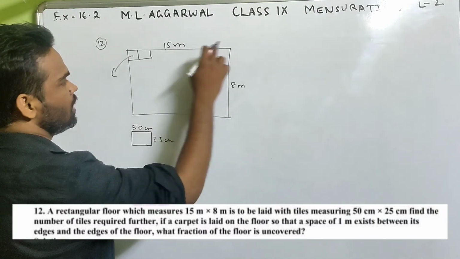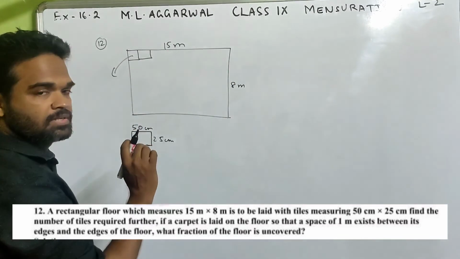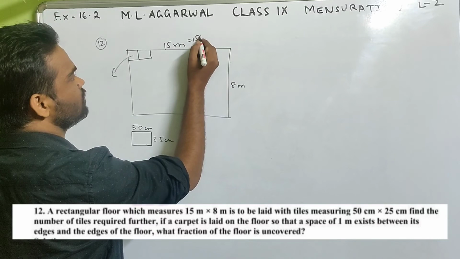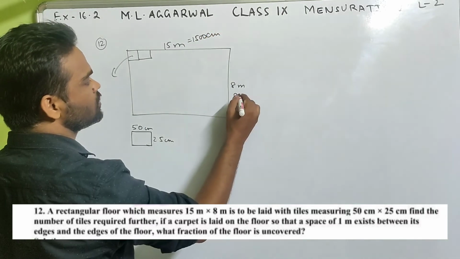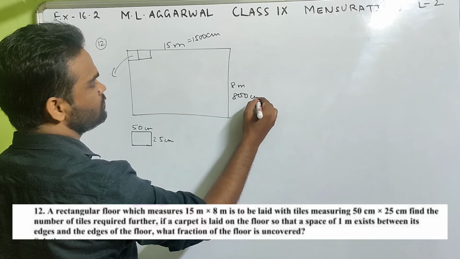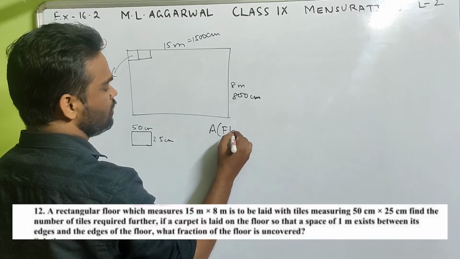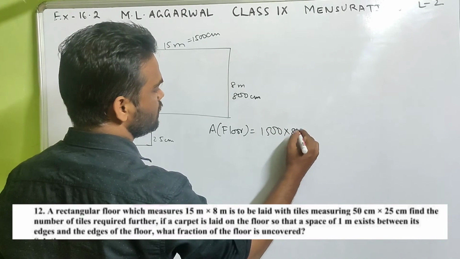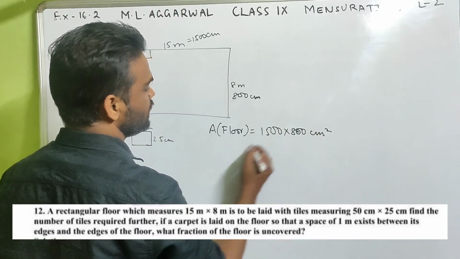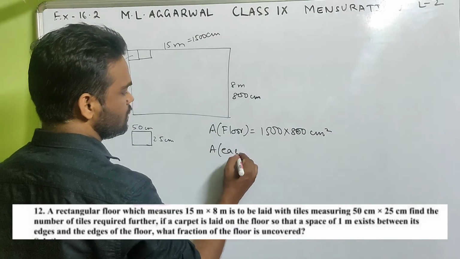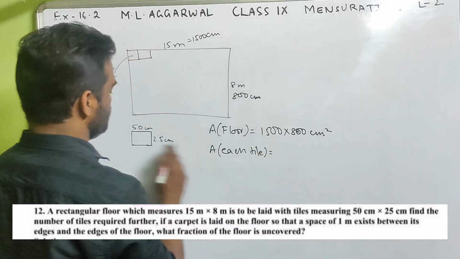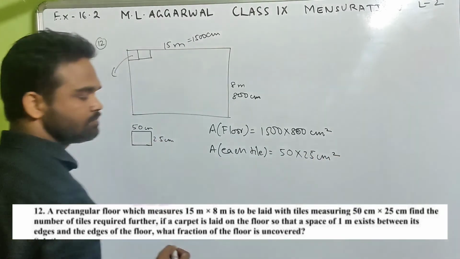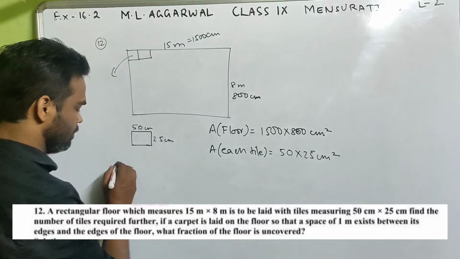Now look over here. Area of this floor in centimeter square. This will be 1500 centimeter, this will be 800 centimeter. Isn't it? So area of floor is 1500 multiplied by 800 centimeter square. Done. Area of each tile, length into breadth, that's 50 into 25 centimeter square. Done. The number of tiles is what?